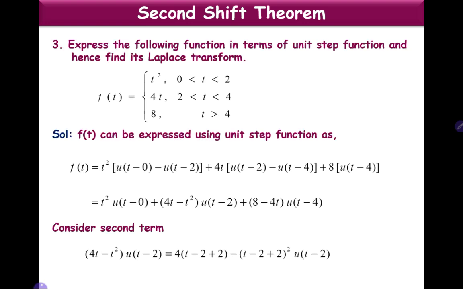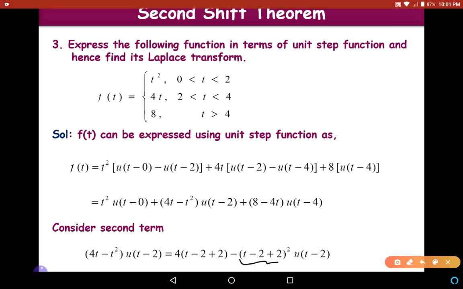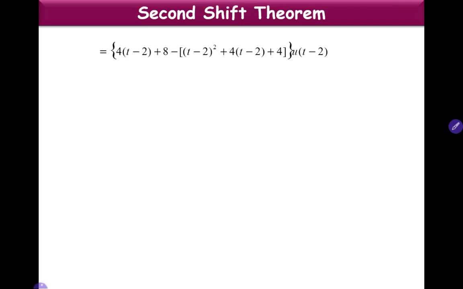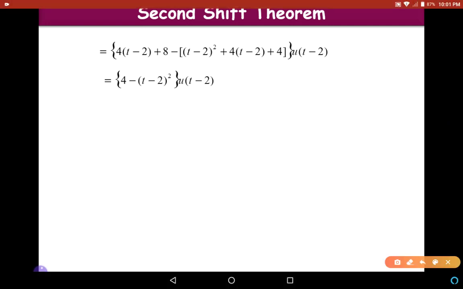Expanding the whole square, a plus b whole square, where a is t minus 2 and b is 2. A plus b whole square is a square plus 2ab plus b square. So that gives a square plus 2ab plus b square into u of t minus 2. Just simplify that, and that gives 4 minus t minus 2 whole square into u of t minus 2. So this is of the form f of t minus 2.